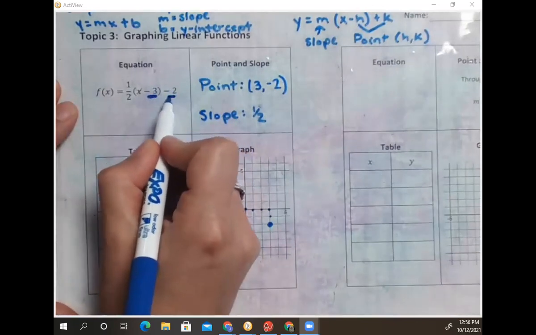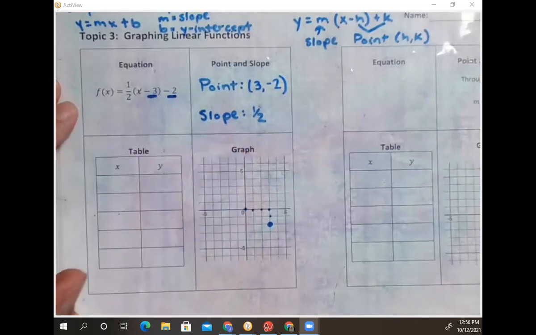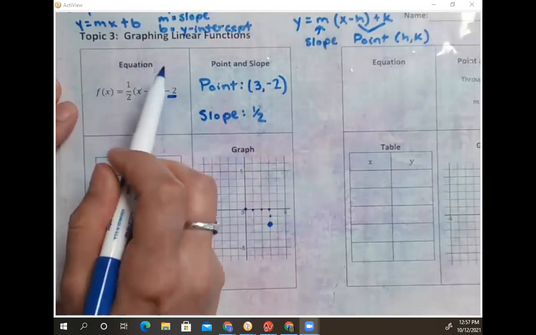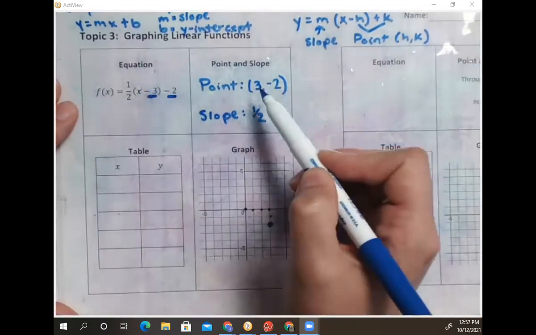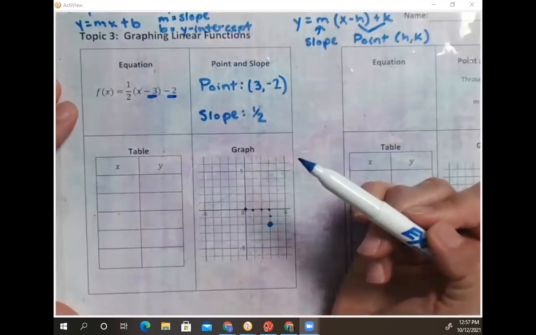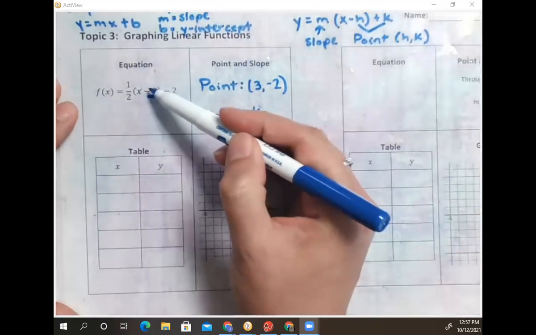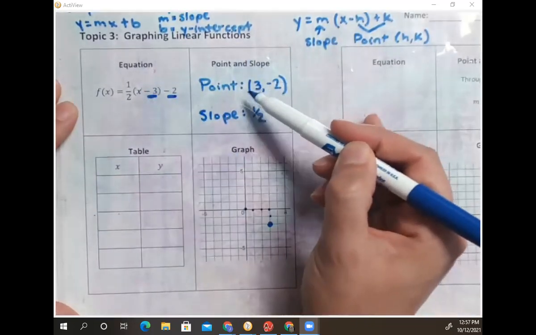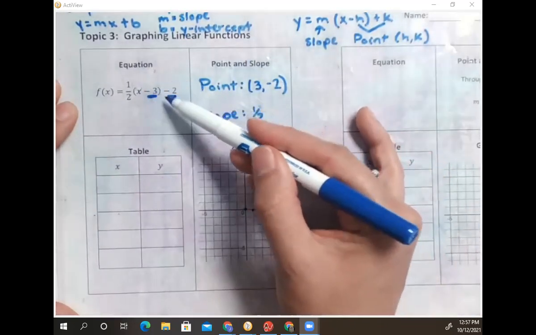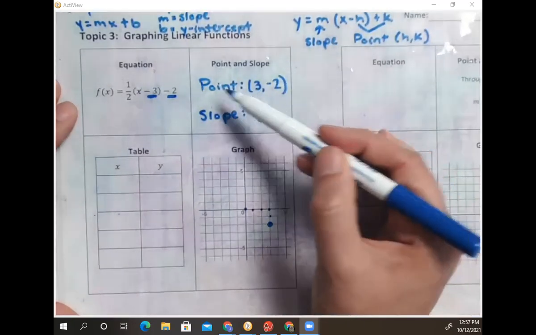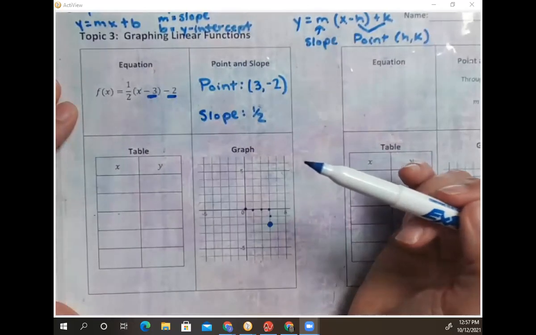Same values that we had in here. The only tricky part, just like with transformations, -3 is going to move us to the right 3. So if I see minus a number, it's actually going to be opposite sign here. So whatever's in parentheses with x, opposite sign as your x, and then whatever's at the end is your y value. So there's a point that we get from our function.